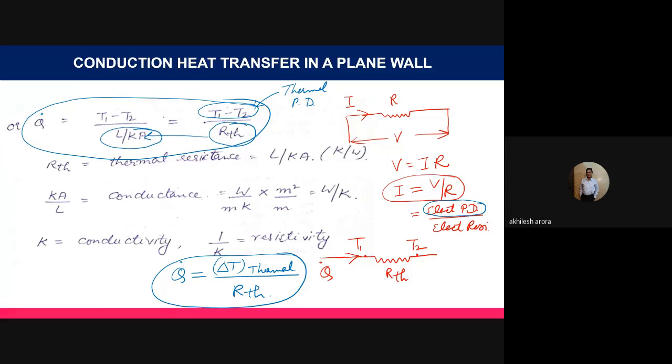So L by kA is the thermal resistance, and its unit will be Kelvin per watt. And kA by L will be the conductance, and its unit would be watt per Kelvin. Resistance and conductance are reciprocals of each other, so if the unit of thermal resistance is Kelvin per watt, for conductance it would be watt per Kelvin. And if k is the conductivity, then 1 by k will be the resistivity, and so on. So this is what I wanted to teach you today.